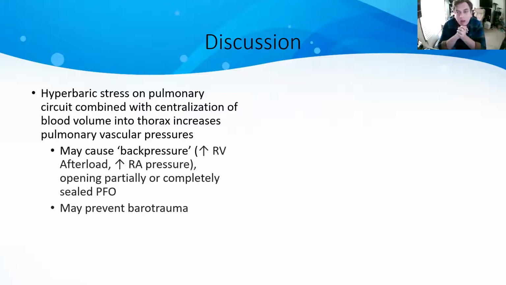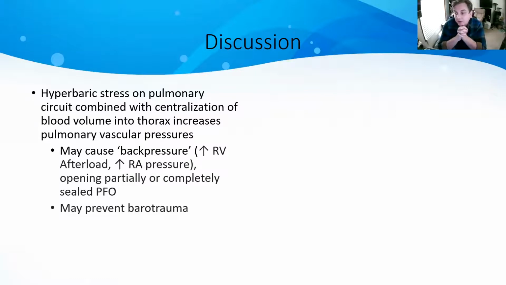We have considered a couple of reasons as to why there might be a higher incidence of PFO in apneic divers. One suggestion is that there is an increase in pulmonary vascular pressure associated with hyperbaric stress from repeated diving, as well as centralization of blood into the thorax associated with the mammalian dive reflex. That combination may cause a back pressure buildup through the pulmonary circuit, so an increase in right ventricular pressure, an increase in right ventricular afterload, in turn causing an increase in right atrial pressure.